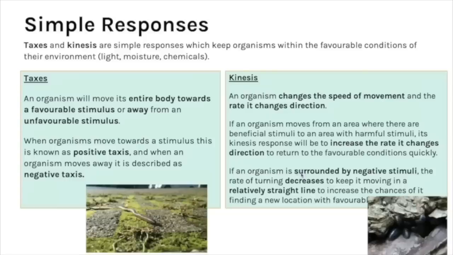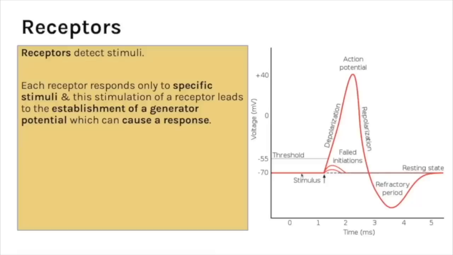If an organism, though, is surrounded by the negative stimuli, the rate of turning decreases to keep it moving in a relatively straight line, and this will actually increase the chances of it moving to find a new location with the favourable conditions. Receptors we talked about at the start.